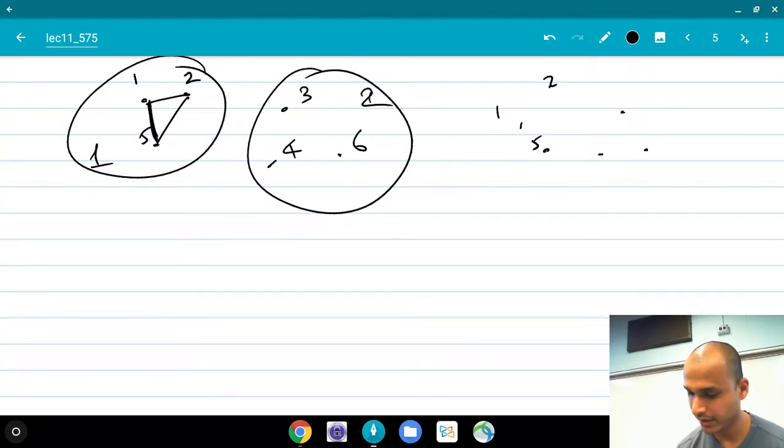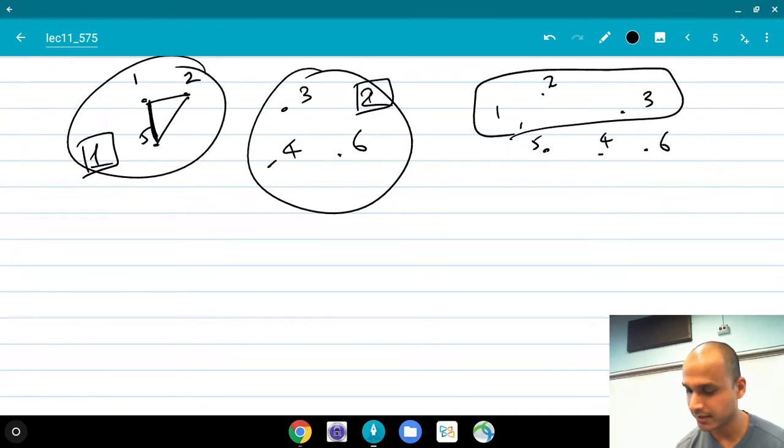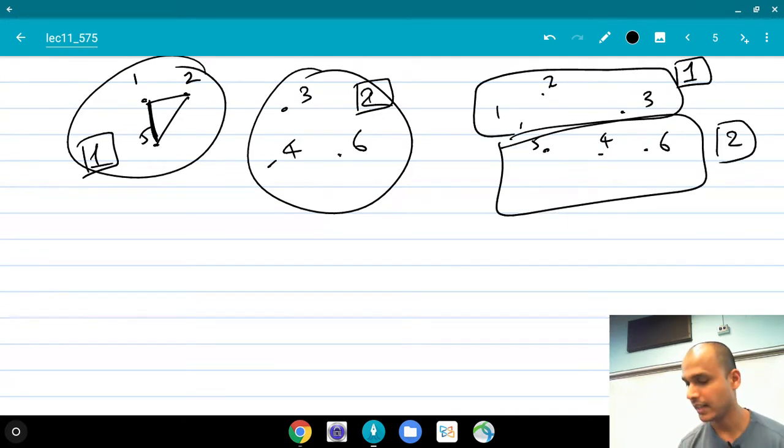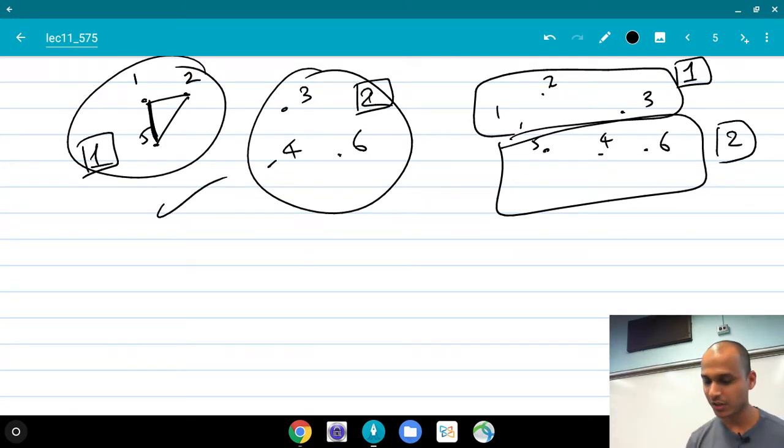If I do some other assignment, say 1, 2, 5 and 3, 4, and 6, let me put a bracket so it's clear. If I do another assignment like this, this is the first cluster and this is the second cluster, then this will have a different total score. From the looks of it, this seems like a lower score version. That's what we saw earlier. But as the number of points gets large, there are too many such clustering assignments to consider.